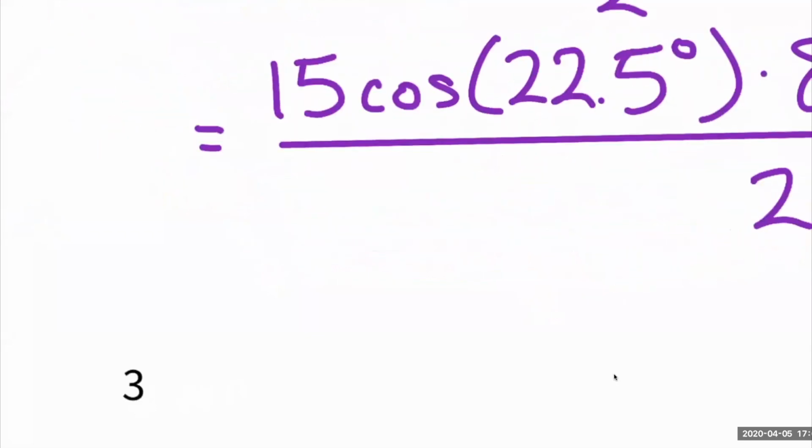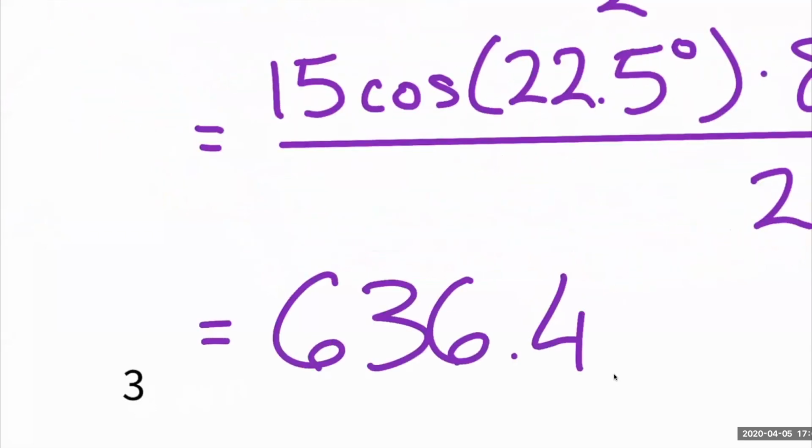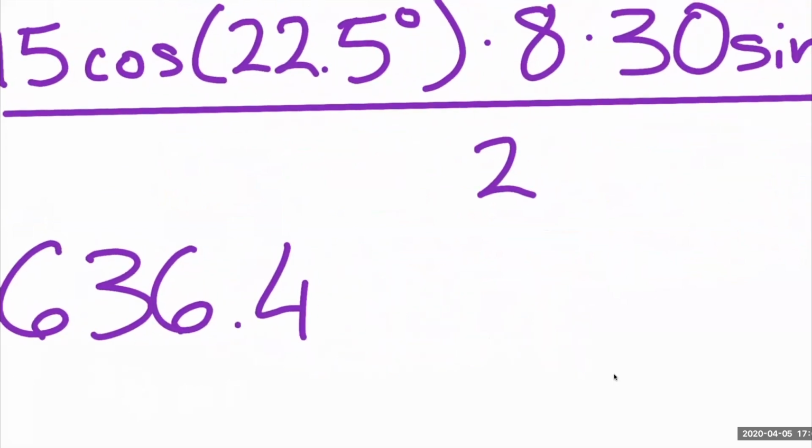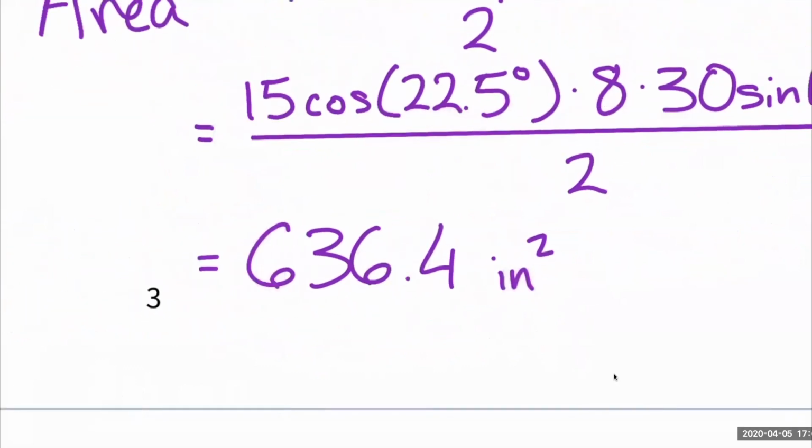All right, from our calculator, we had 636.4. Again, make sure you're rounding to the appropriate decimal place. In this case, it was to the nearest tenth. Our unit was inches. We are talking area, inches squared.